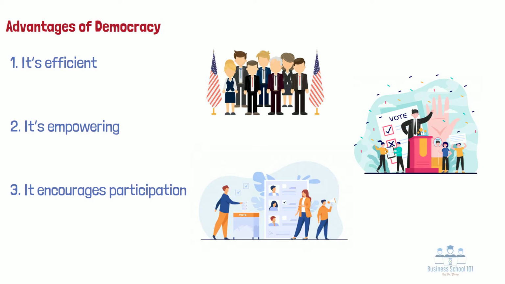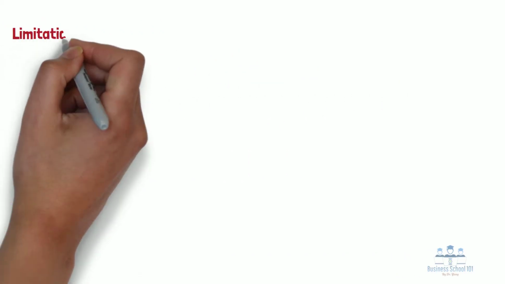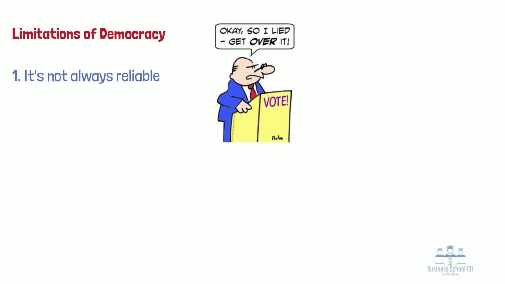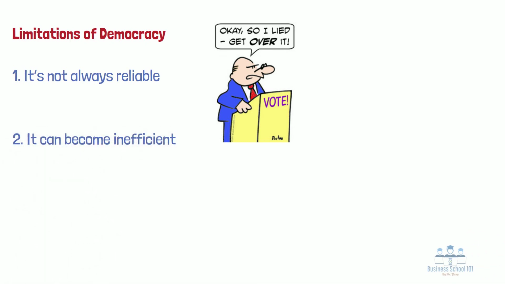Despite these advantages, representative democracy also suffers several limitations. First, it's not always reliable. The votes of elected officials in a representative democracy may not always reflect the will of the people. The officials are not bound by law to vote the way that the people who elected them want them to vote.